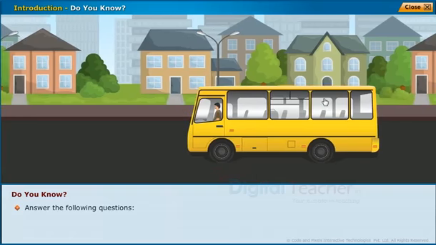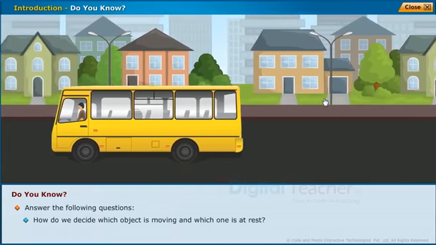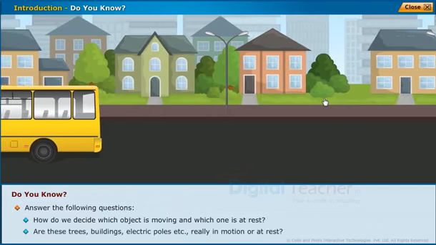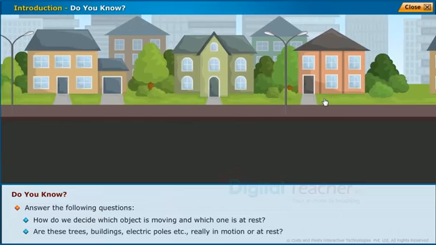Answer the following questions. How do we decide which object is moving and which one is at rest? Are these trees, buildings, electric poles, etc. really in motion or at rest?